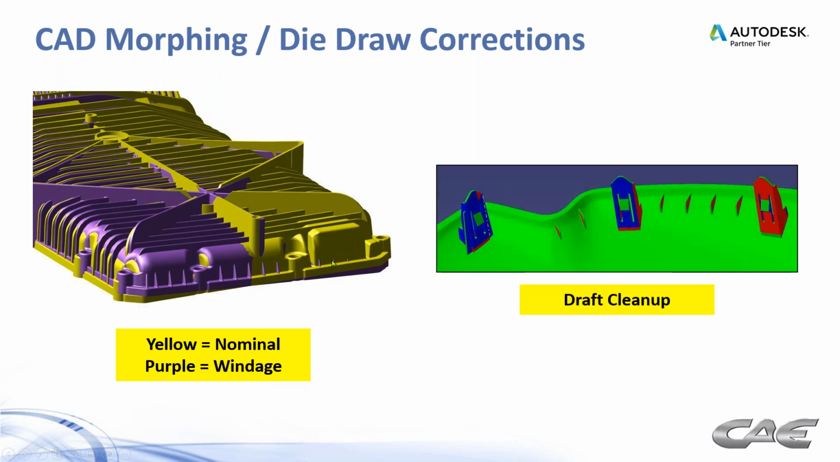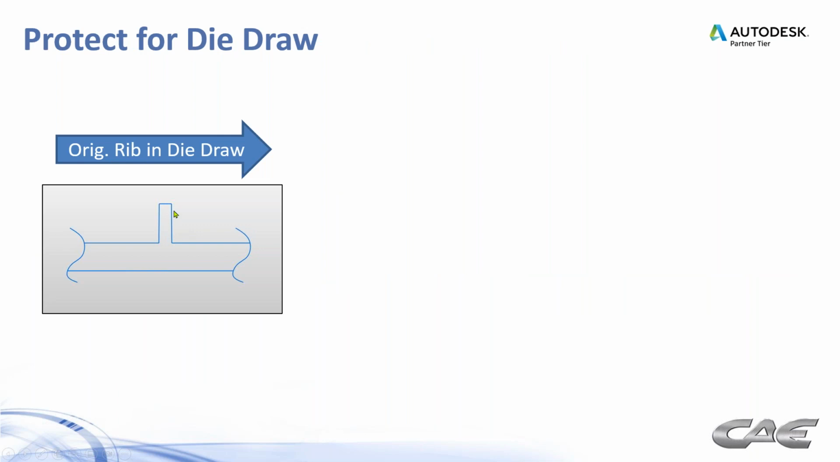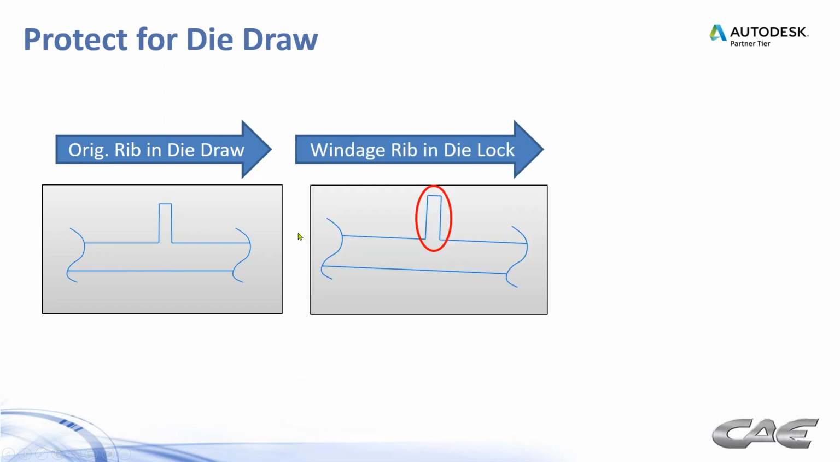There's a fair amount of draft cleanup that needs to be done on morphed models oftentimes. So again, you can imagine what happens with all this ribbing, right? It looks like this in the original model. Everything's in die draw. Okay, and then we go to a windage file, and suddenly this rib gets bent to the side, and we have a die lock condition, right? Trapped steel on this side of the rib.